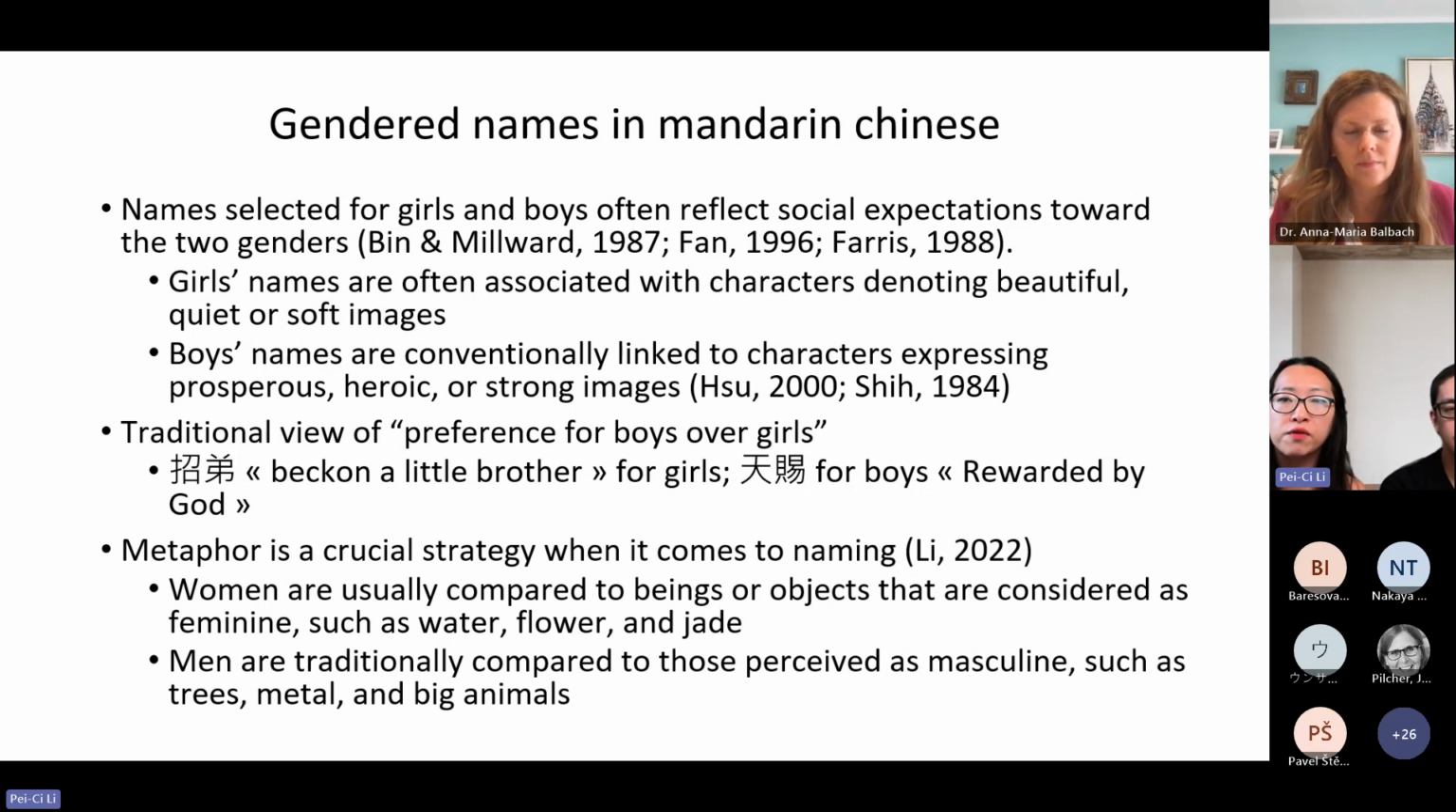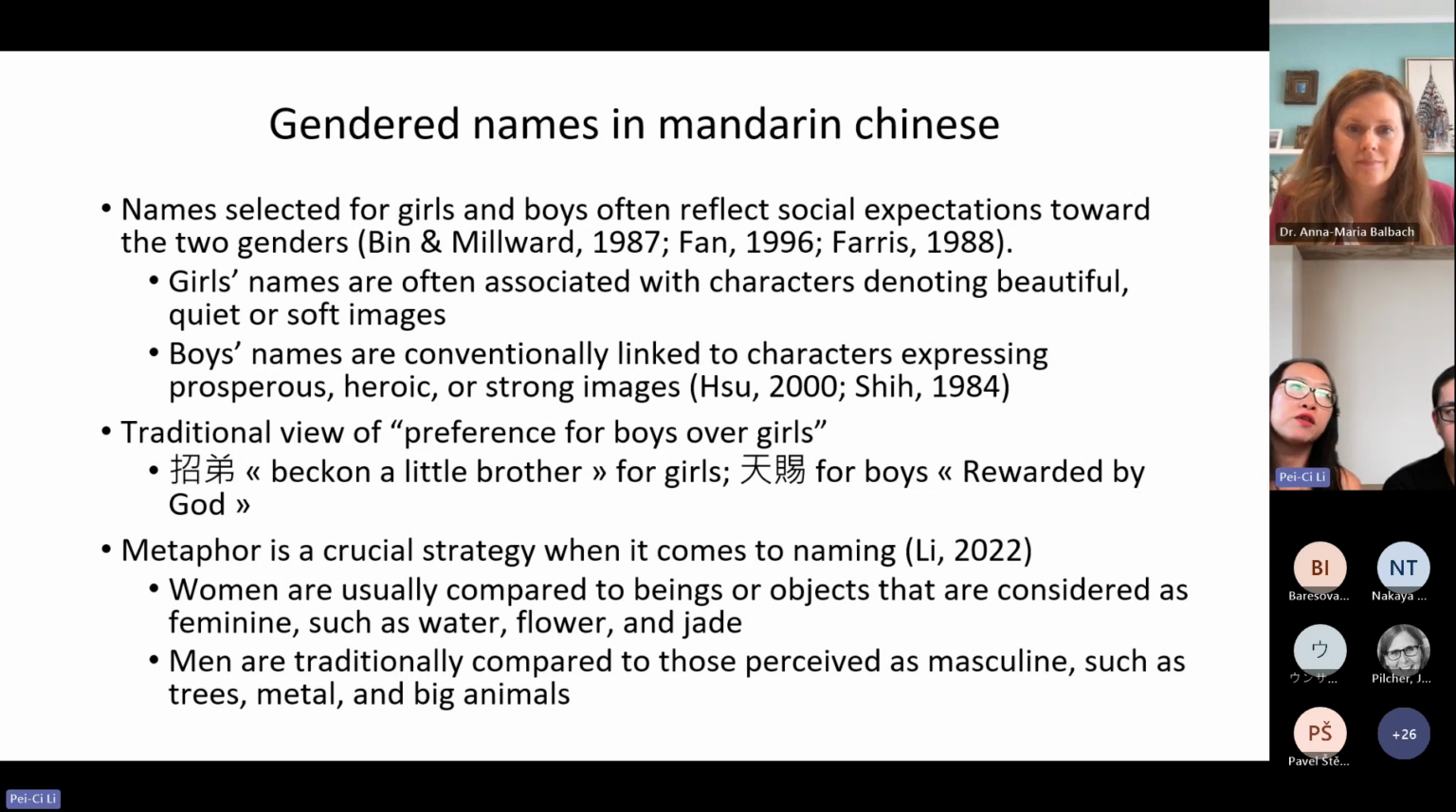For instance, when a family has multiple daughters, they may name a girl Zhao Di, which means beckoning a little brother, in the hope that she will bring a boy into the family. On the other hand, when a family has a son, they may name him Tianci, which means rewarded by God, to express the parents' happiness at having a son.